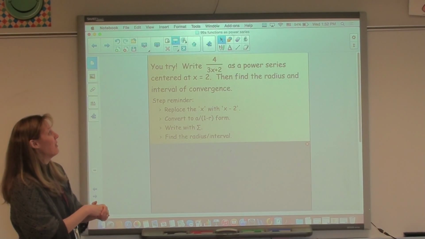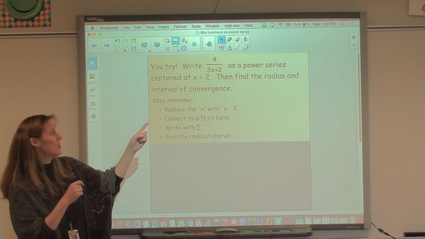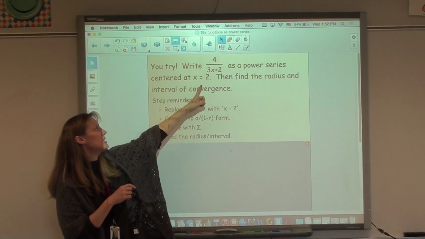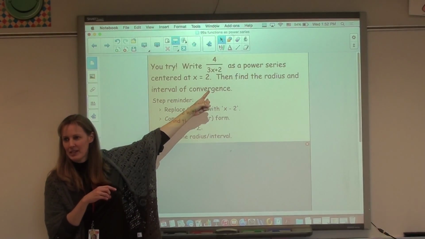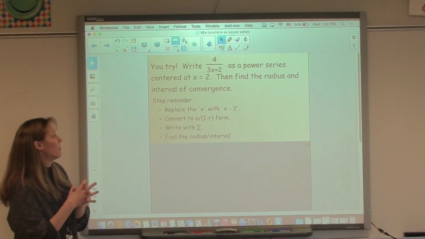Okay, so anyway, here's what I want you guys to do. We have 4 over 3x plus 2. We need to write this as a power series centered at x equals positive 2. Not negative 2, but positive 2. Then find the radius and interval of convergence.